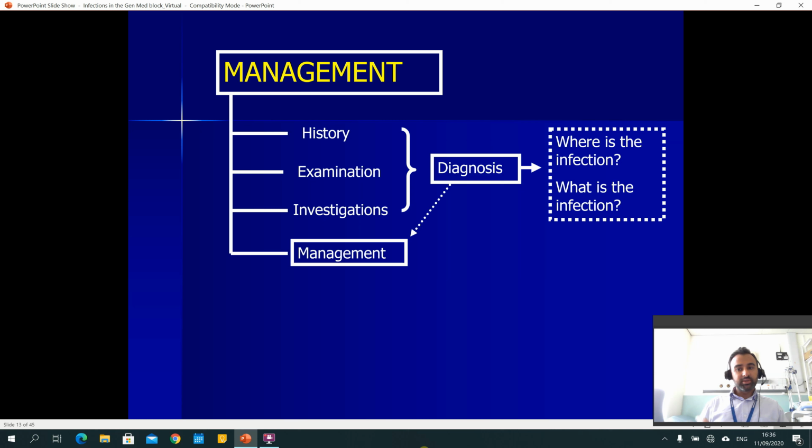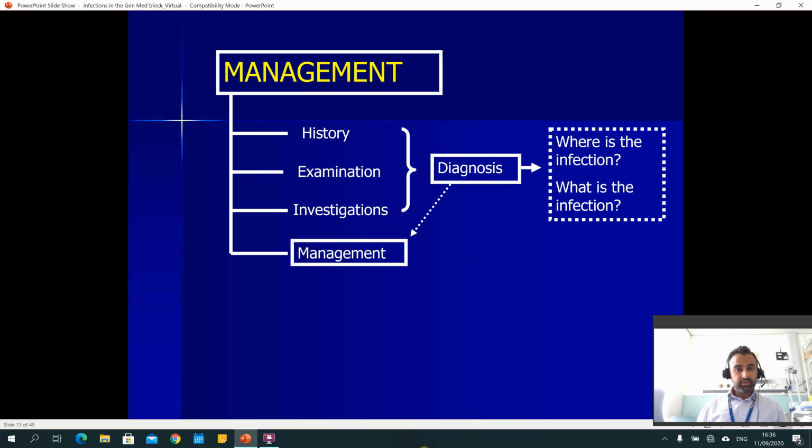You can then focus your examination to look for the potential source of infection. Sometimes it'll be very clear if someone's sitting there coughing and spluttering away, they've got low SATs and high respiratory rate, it's most likely to be respiratory source. If they've got severe diarrhea and vomiting, fine, it's GI, you may well feel some abdominal tenderness. Cellulitis, you'll see that fairly obviously.